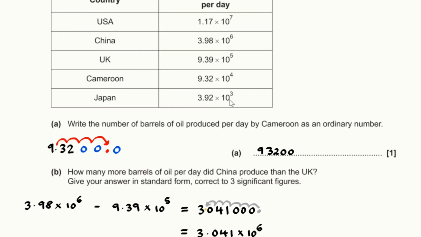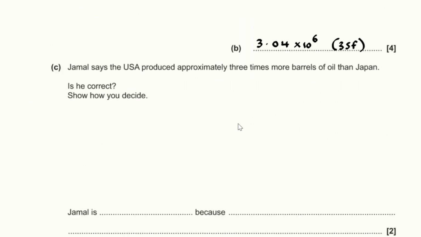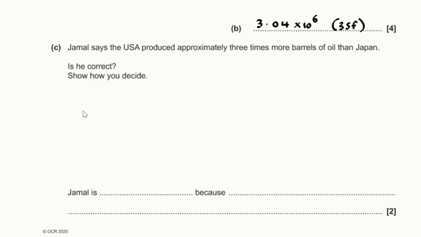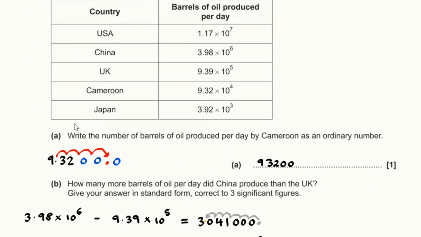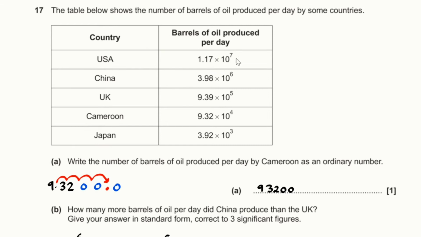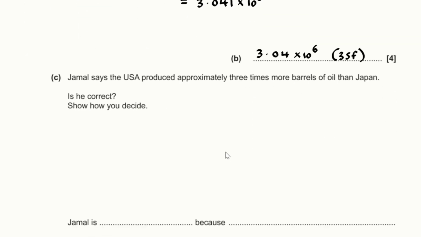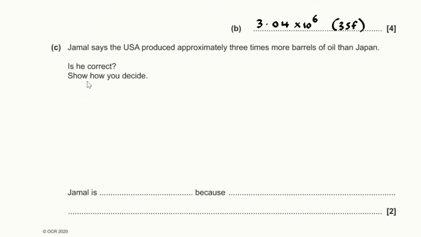if I multiply 3.92 times 10 to the 3 by 3, working this out, what we could also do is divide 1.17 times 10 to the 7 by 3.92 times 10 to the 3. And let's see if we get something which is approximately 3 times bigger. So we've got 1.17 times 10 to the power of 7 divided by 3.92 times 10 to the power of 3.